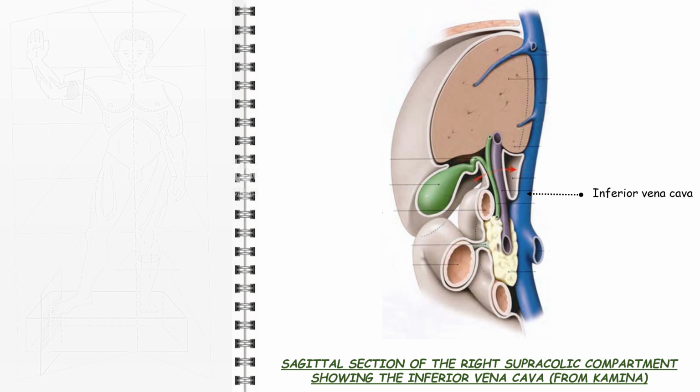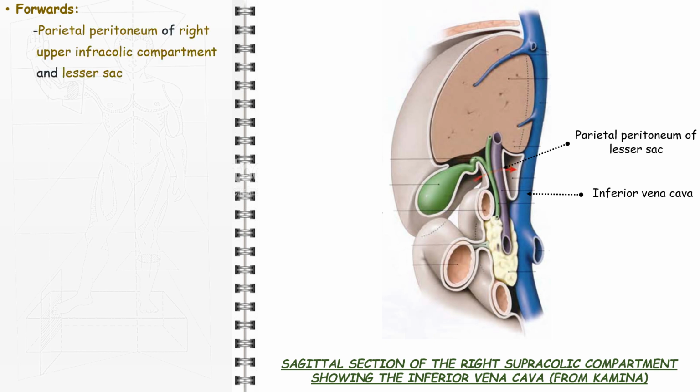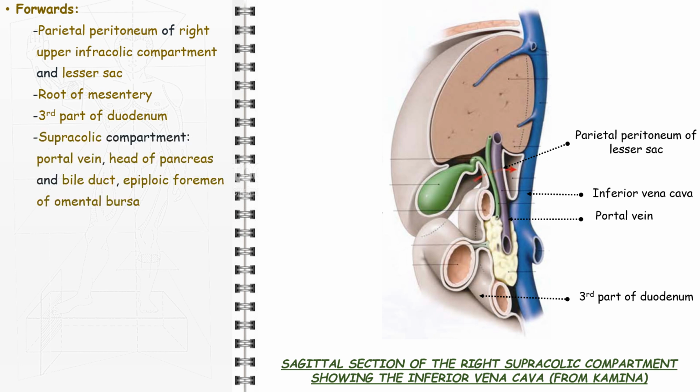In the infracolic compartment, the inferior vena cava lies behind the peritoneum of the posterior abdominal wall. It is crossed by the root of the mesentery and above this by the third part of the duodenum. In the supracolic compartment it lies at first behind the portal vein, head of the pancreas and bile duct, then behind the peritoneum that forms the posterior wall of the epiploic foramen. Above this it is behind the bare area of the liver, into which it excavates a deep groove.